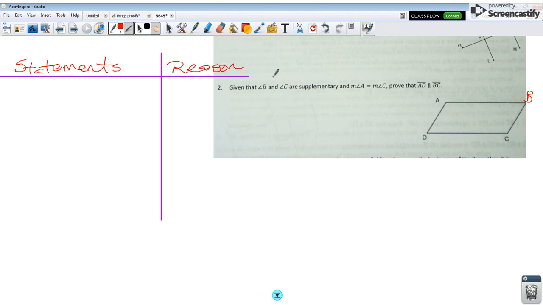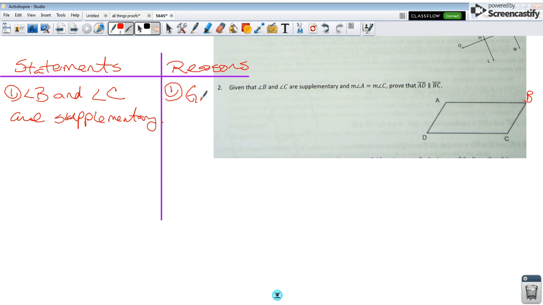And I'm going to start with the first given. And that is that angle B and angle C are supplementary. That is a given. Okay, now we had this conversation based on that given. What can you conclude about angle B and angle C? No, not corresponding. What's the definition of supplementary angles?